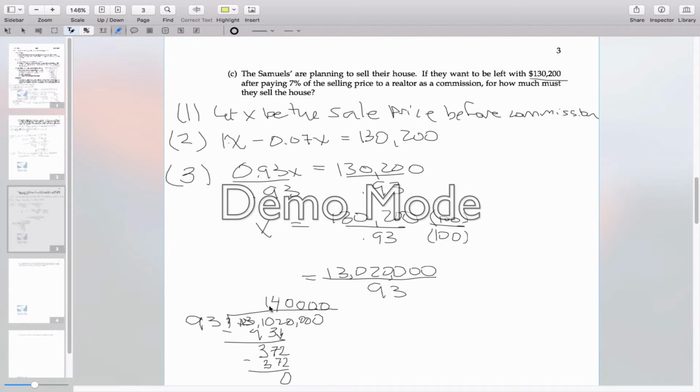So we have $140,000 is the sale price. The Samuels must sell for $140,000.